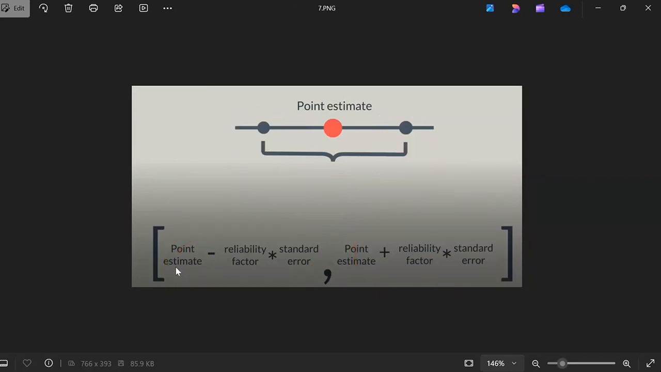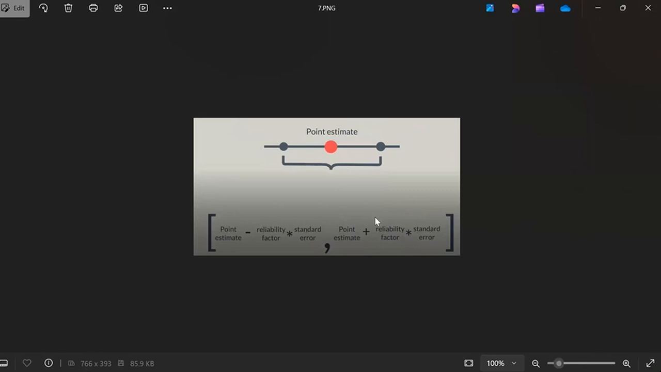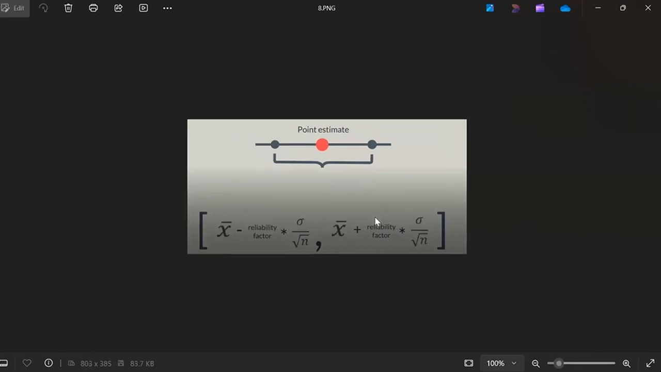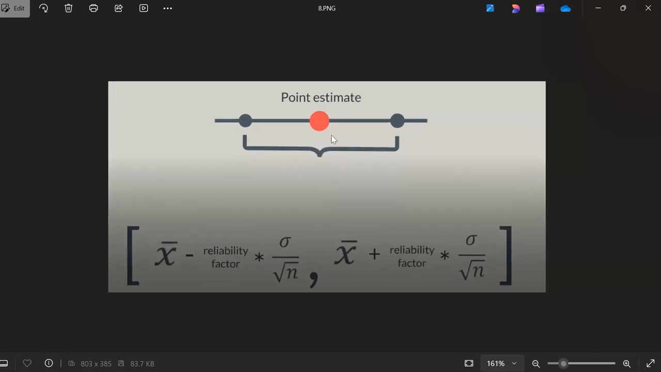In this one, the point estimate is the mean. Estimator is lower and upper bound: reliability factor into standard error. What is standard error? Just now explained: sigma by root n. So this is minus, this is plus. Now I'll come back, don't worry. I know some of you understand, some of you not. I'll review again.